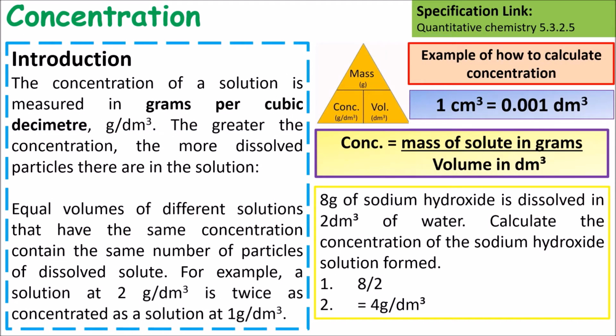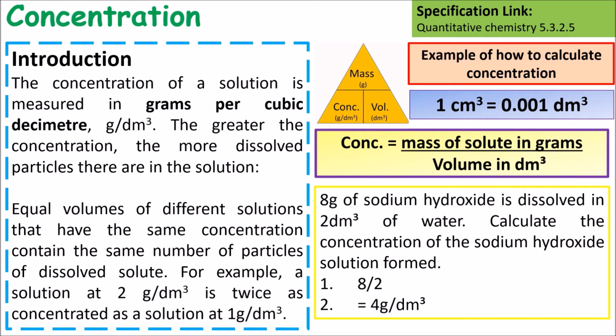The concentration of a solution is measured in grams per cubic decimeter. The greater the concentration, the more dissolved particles there will be in the solution. So equal volumes of different solutions that have the same concentration contain the same number of particles. It's worth noting that 1 centimeter cubed is the same as 0.001 decimeter cubed. So to turn centimeter cubes into decimeter cubes, you just need to divide by 1,000.